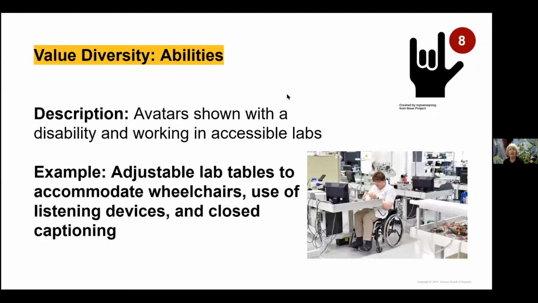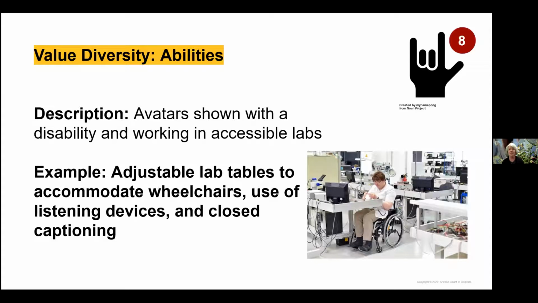And then the final standard that we looked at was called abilities. The idea was that, again, a lot of our simulations showed a lab where there wasn't the ability to adjust a lab table up and down to make it available for wheelchair-bound people. So we really wanted to make sure that, in the simulations that we created, there was that diversity.